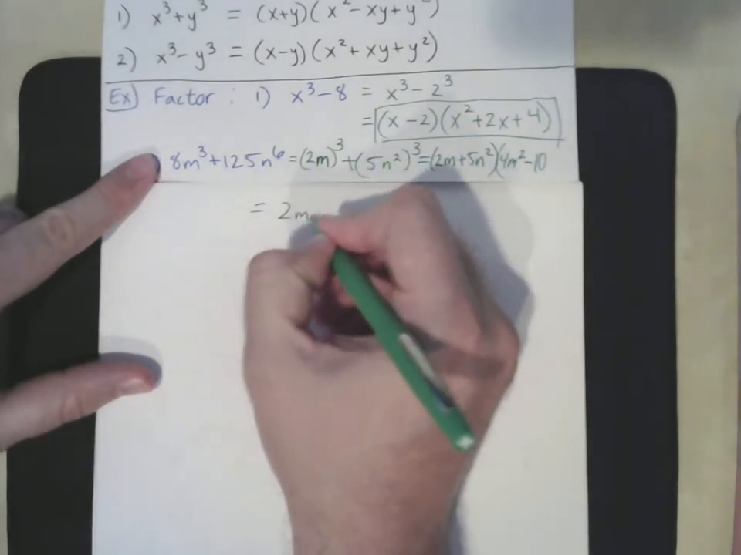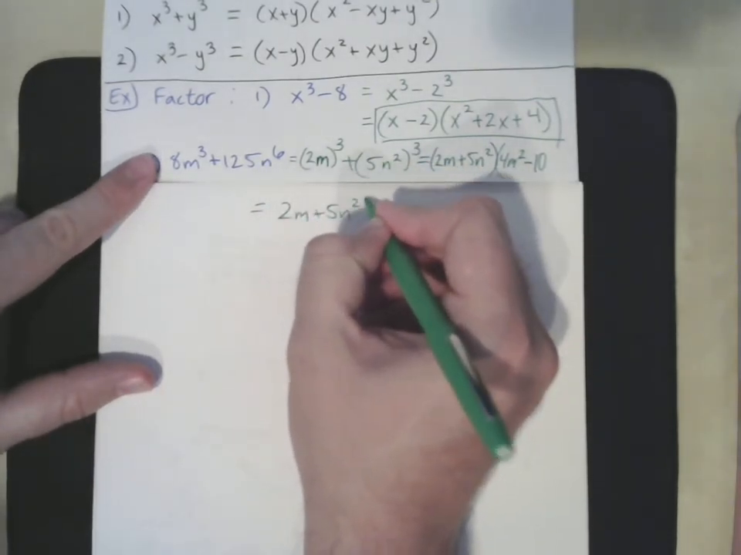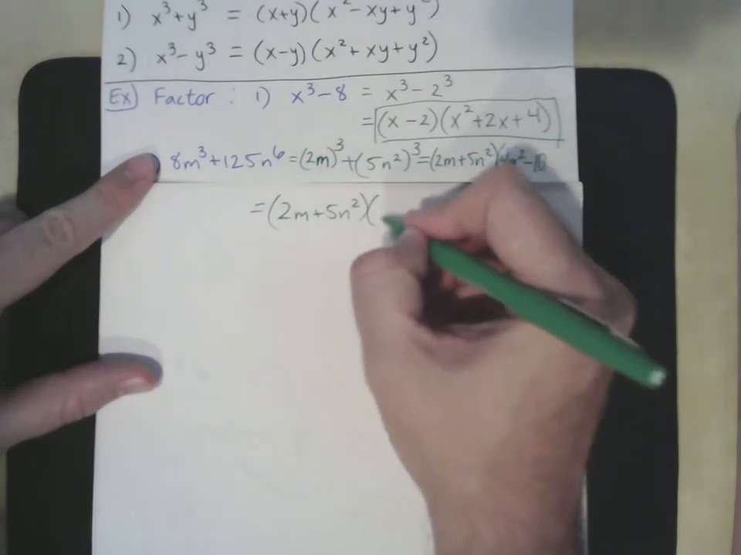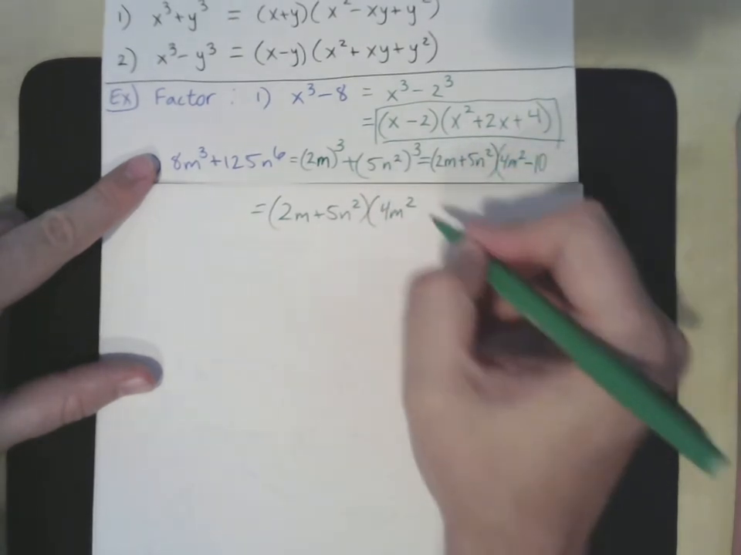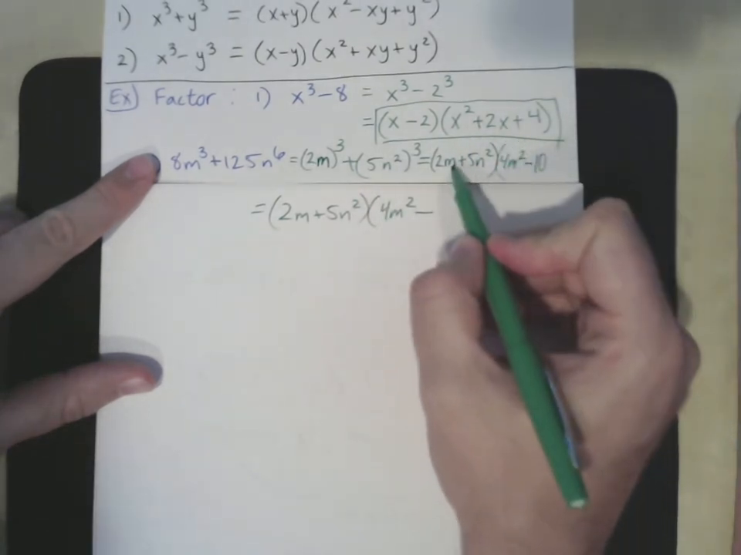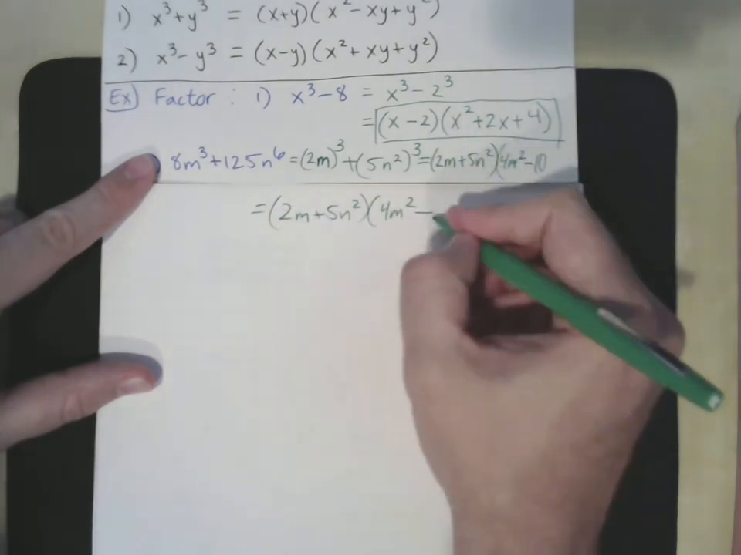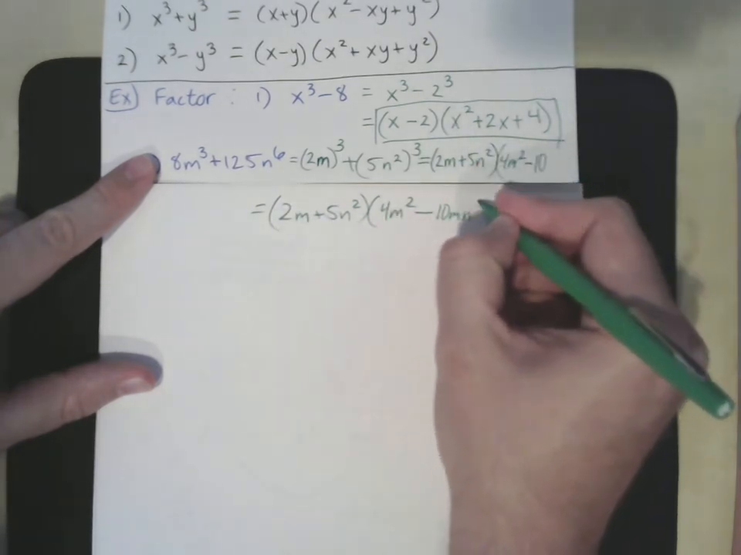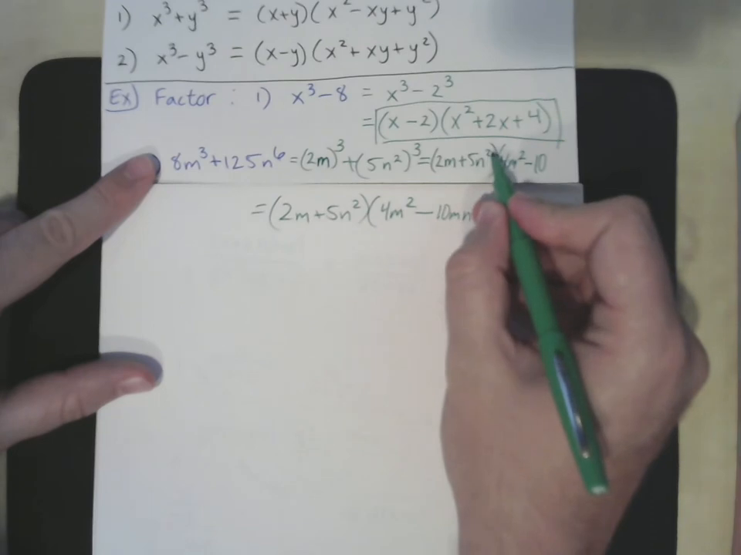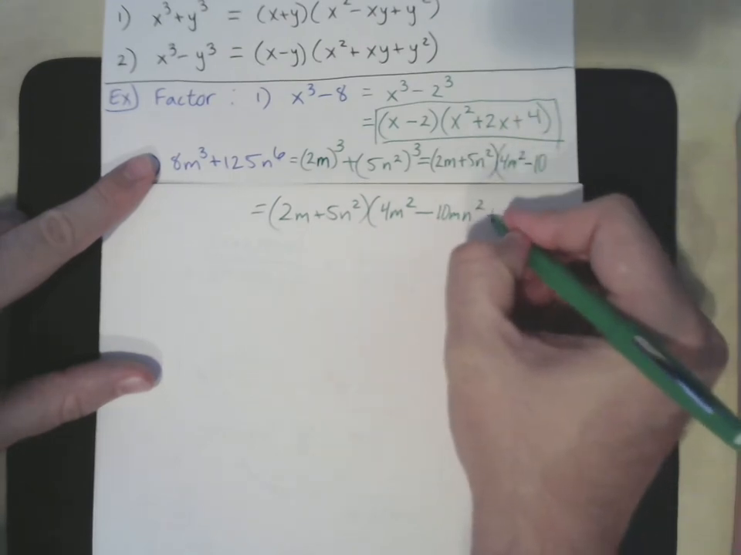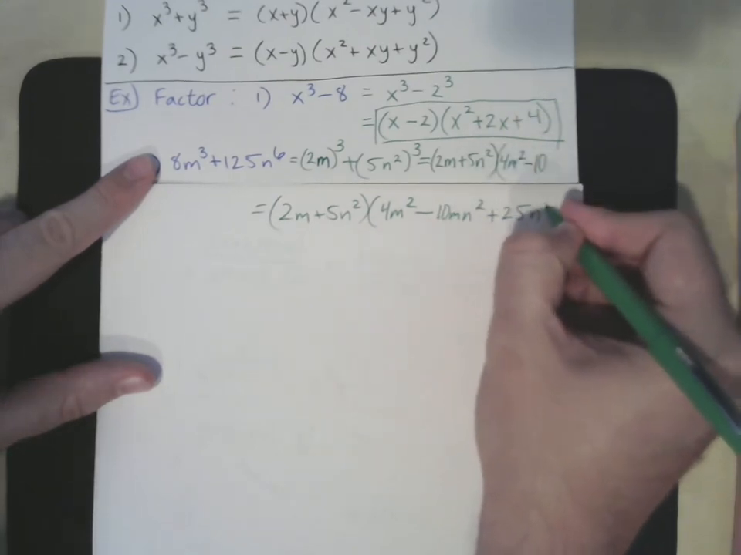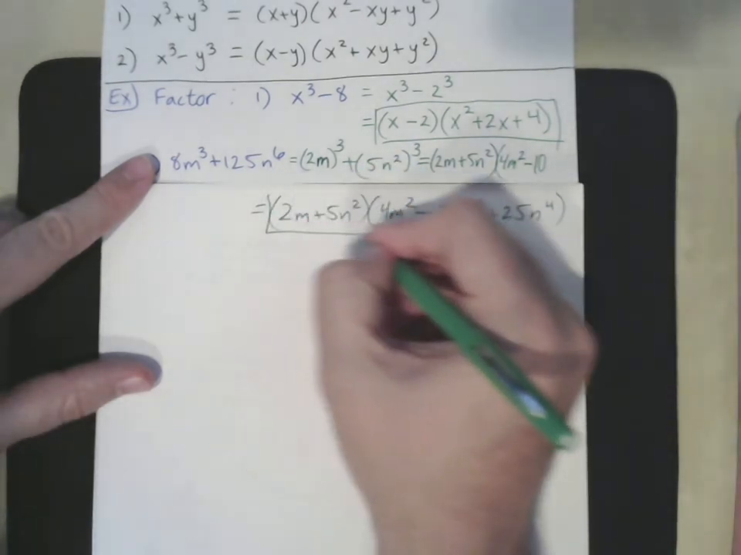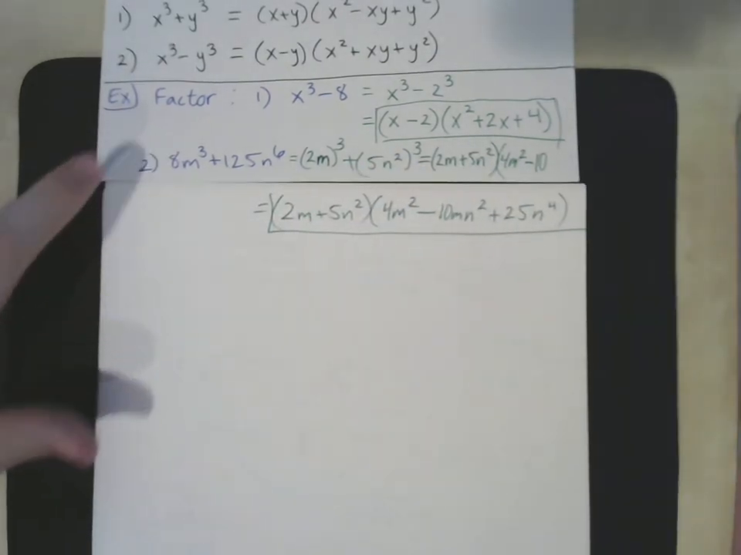So 2m plus 5n squared. We had the 4m squared minus, 2m times 5n squared, so 10mn squared, and then 5n squared squared is plus 25n to the fourth. And that becomes our final answer and what we have factored.